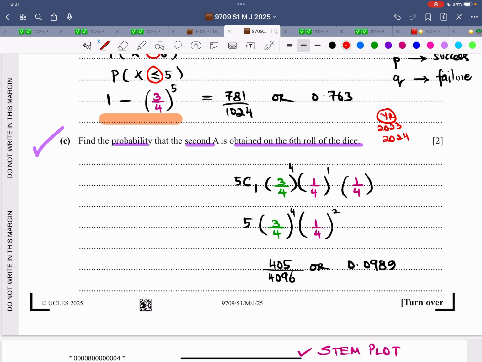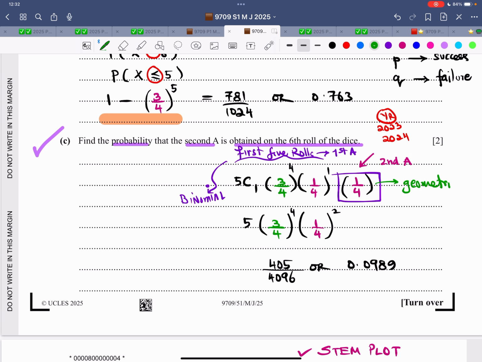The second A is obtained on the 6th roll. That means if I focus on this, that is the second A that is obtained. So just isolate this thing. So this is isolated. That means out of the first 5 rolls, the order does not make a difference. I just need the first A. So this thing is binomial. And at the end, we are getting a success. So this thing is geometric.